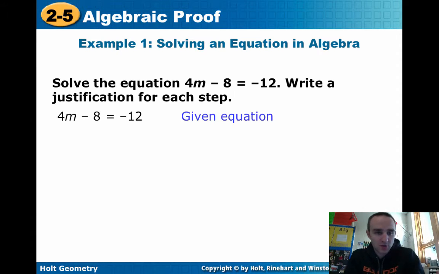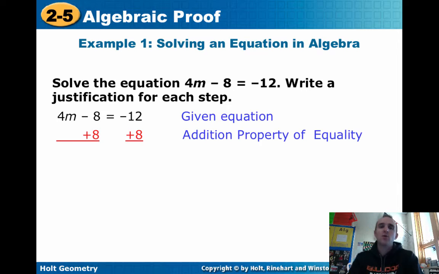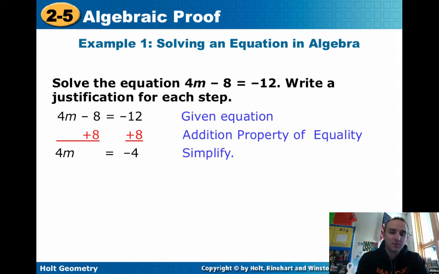So the first thing we're going to do, and this is a two-step equation, you know how to solve this, we would add 8 to both sides. Well, when we're adding 8 to both sides, that is the addition property of equality. That's why we can do that. Our next line, we're just simplifying. We're taking that 4m, bringing it straight down, and doing negative 12 plus 8 is negative 4. We are simplifying to get to that point.